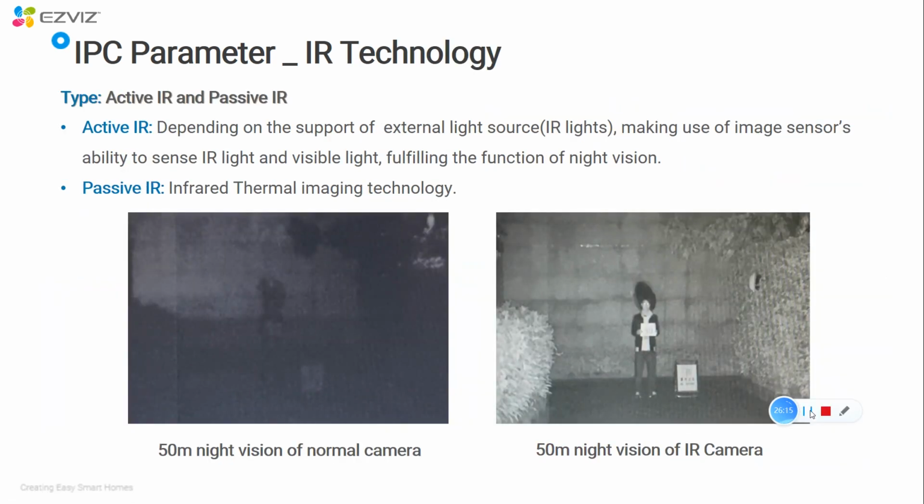And there are two types of IR technology. The first one is active IR, which depends on the support of an external light source, making use of the image sensor's ability to sense IR light and visible light, fulfilling the function of night vision. And the second one is passive IR, which is infrared thermal image technology.